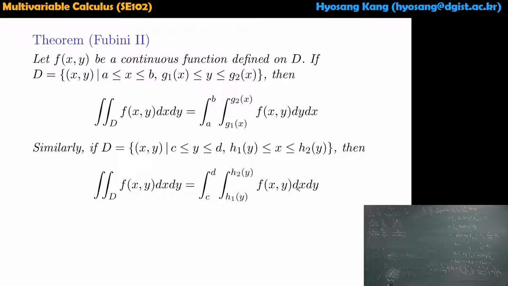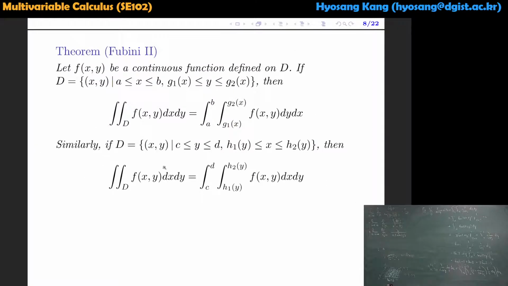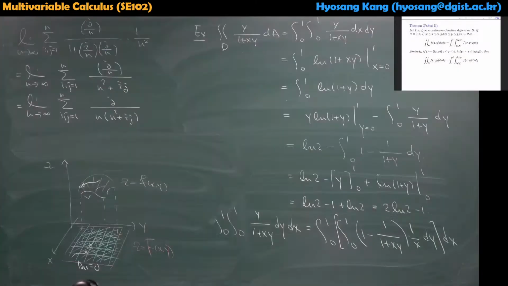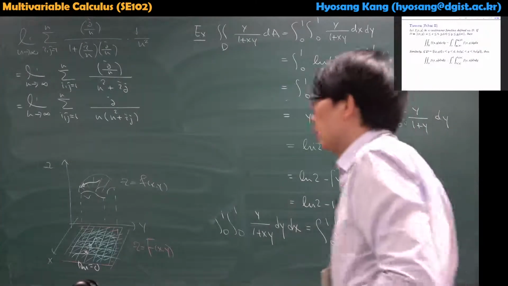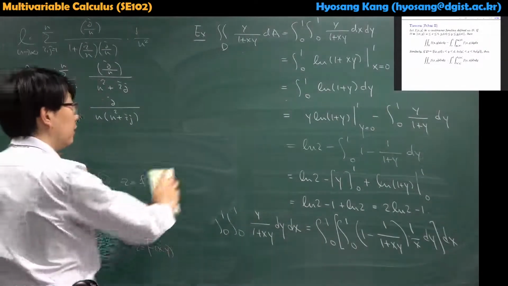So here we have x first, ranging from h1(y) to h2(y). So here's the picture. As long as you understand the picture, everything is fine. So try to understand what I'm doing here in the second Fubini theorem.